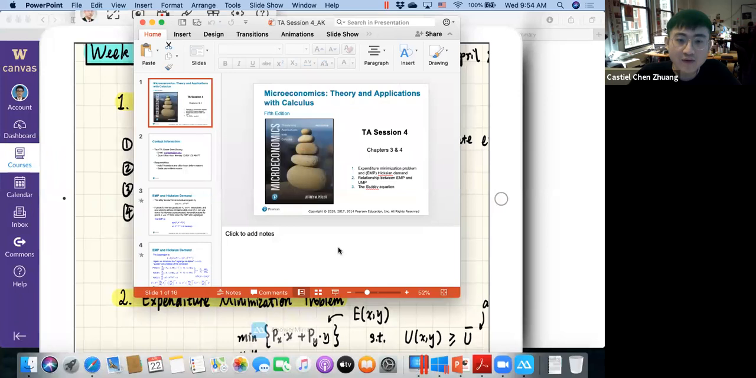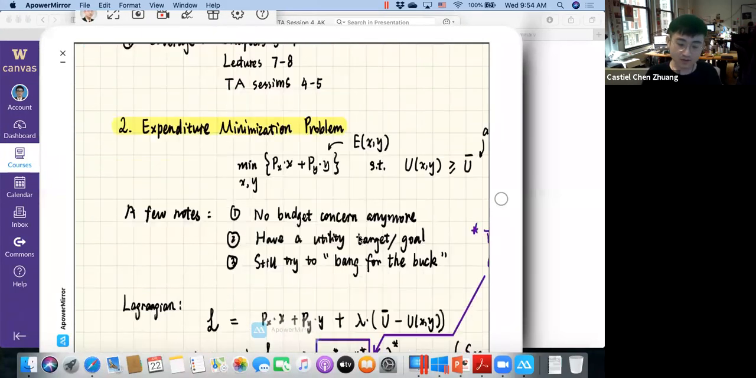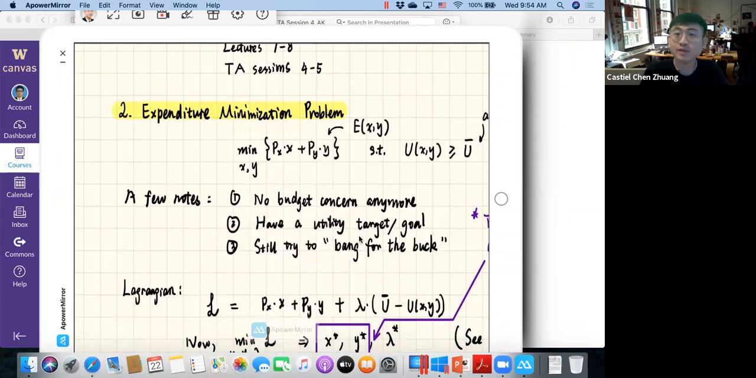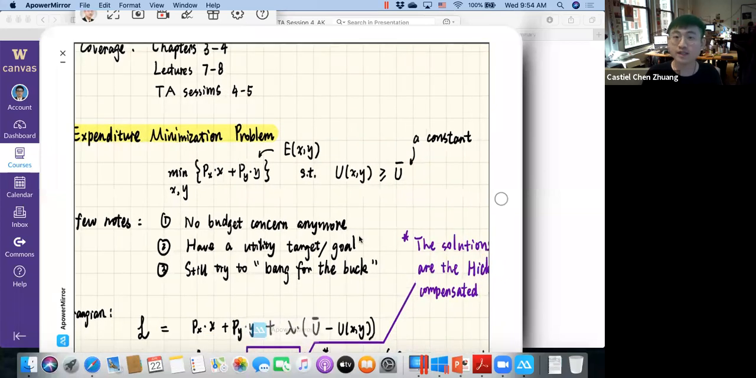So let me talk about today's topic. We will talk about the expenditure minimization problem first. And what is expenditure minimization? Previously, we have a budget, and we try to use the budget to maximize our happiness or utility or satisfaction. But what if we fix our satisfaction or happiness level? We want to find a way to achieve that satisfaction level using the minimal amount of money. Okay, so that will be expenditure minimization.